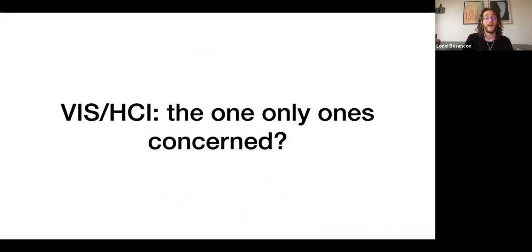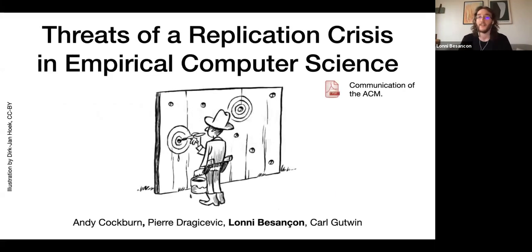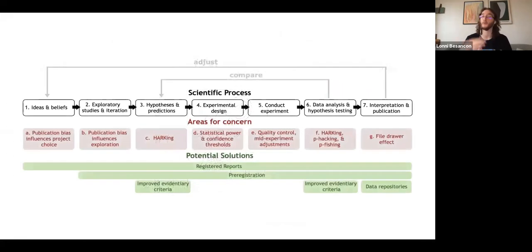And so we apparently showed that this could be a concern, right? That we are very binary beyond the use of significant in our papers. The question we had at the end of this paper was, okay, is visualization or HCI, my fields of expertise, are these the only domains concerned? Well, not really. It's something we looked at with other people on the threats of a replication crisis in empirical computer science, in which we look at all the potential threats to replication, or to robustness overall in the scientific process, from the particular view of the empirical computer scientist.